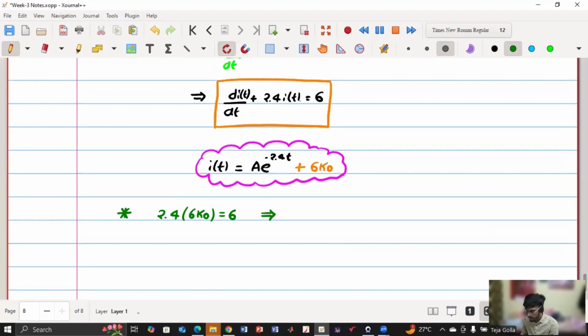0.41. Okay. Others agree, because I'm not calculating it. Can others say K naught is 1 by 2.4? Yes, 0.416. Okay, good. So K naught is 0.416, right?